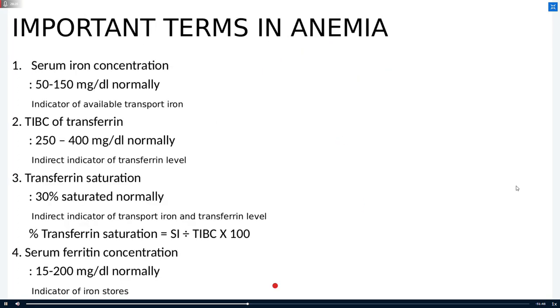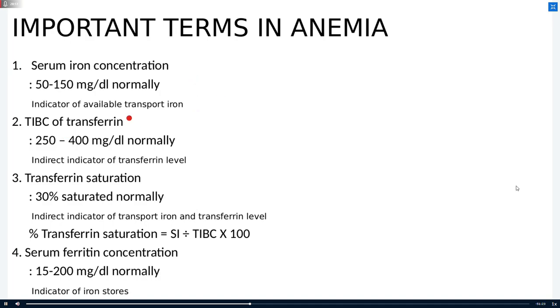Okay. So that ends our thalassemia part. Now, let's proceed to your anemia. So before we discuss your anemia class, you have to consider the following. So we have to remember your serum iron concentration. Normally, they are 50 to 150 milligrams per dL. This is an indicator of available transport iron.